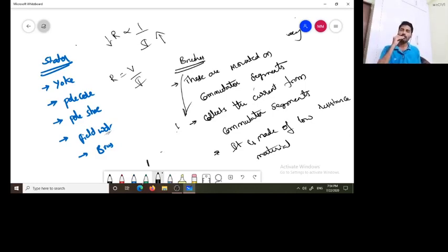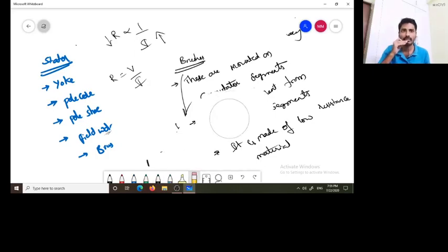Now we have seen the main parts present in the stator: the yoke, its functionality, the pole core, pole shoe and field winding functionality, and the brushes functionality. Now we will see the rotor parts. We have already discussed the parts present in the rotor.